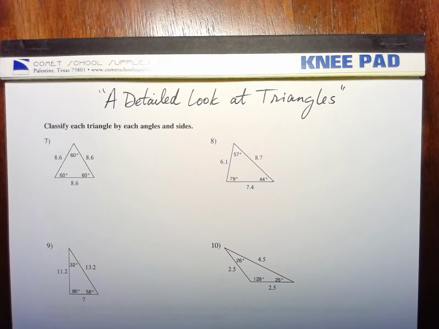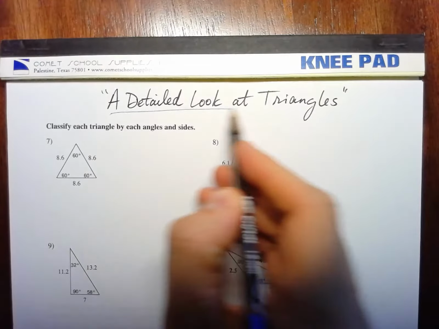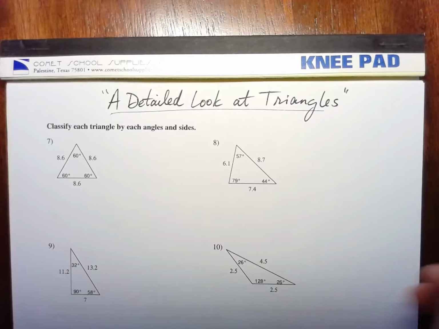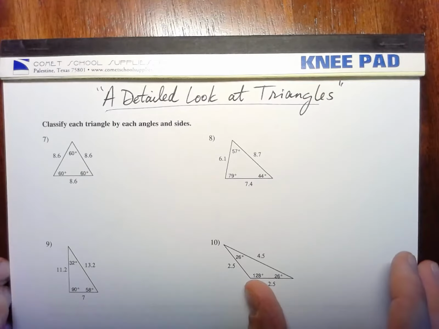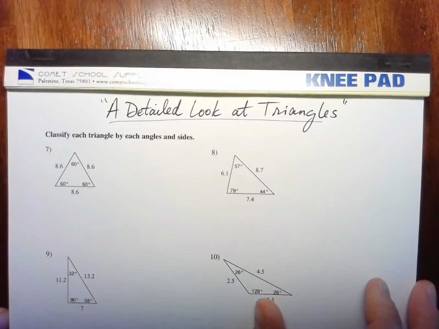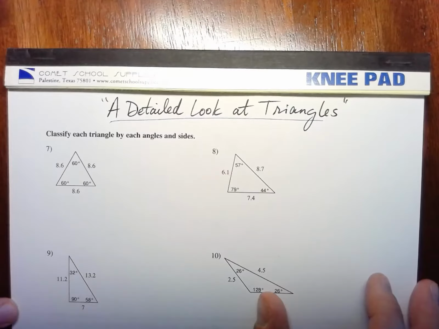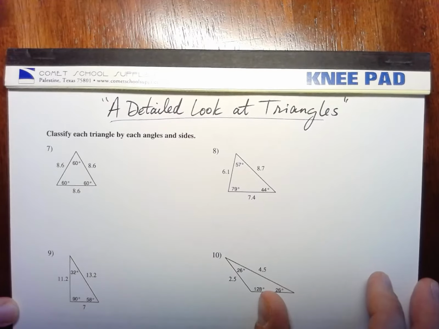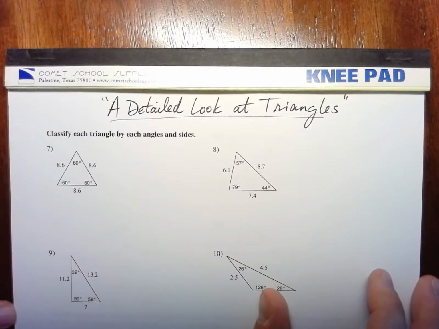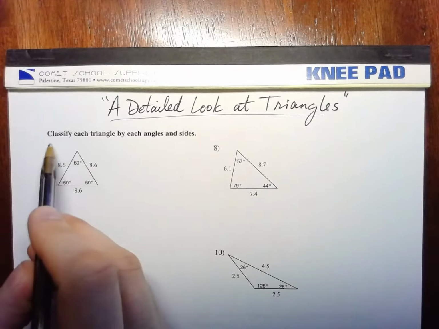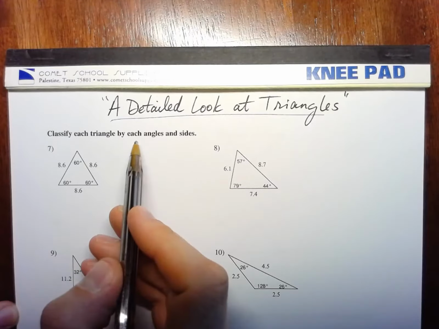Before we start really getting into triangles and studying them in depth, I want to do what I'm loosely calling a detailed look at triangles. I'm not going to go through this in a very organized fashion, because I don't want you to think about things in a very rigid way. I want you to be fluid with your thinking. Classify each triangle by its angles and its sides.